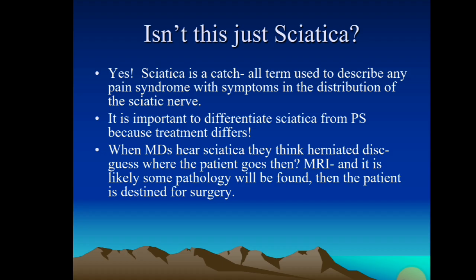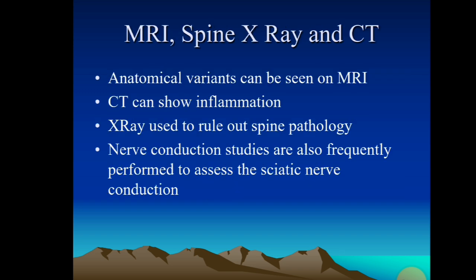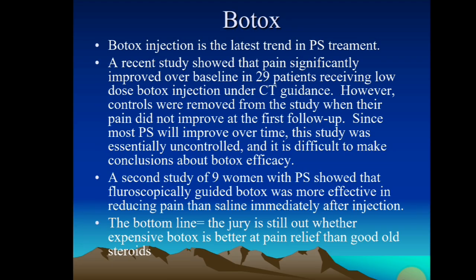So isn't this just sciatica? Yes, sciatica is a catch-all term used to describe any pain syndrome with symptoms in the distribution of the sciatic nerve. But it is very important to differentiate sciatica from piriformis syndrome, because the treatment is different for both. For diagnosis, MRI spine or CT can show some anatomical variants and inflammation. Sometimes NCVs are done to assess sciatic nerve conduction. Sometimes Botox is also taken by the patient, which is the latest trend.